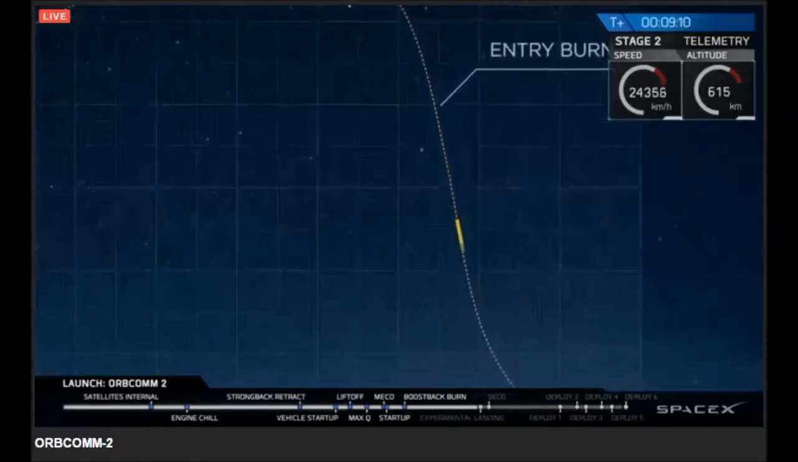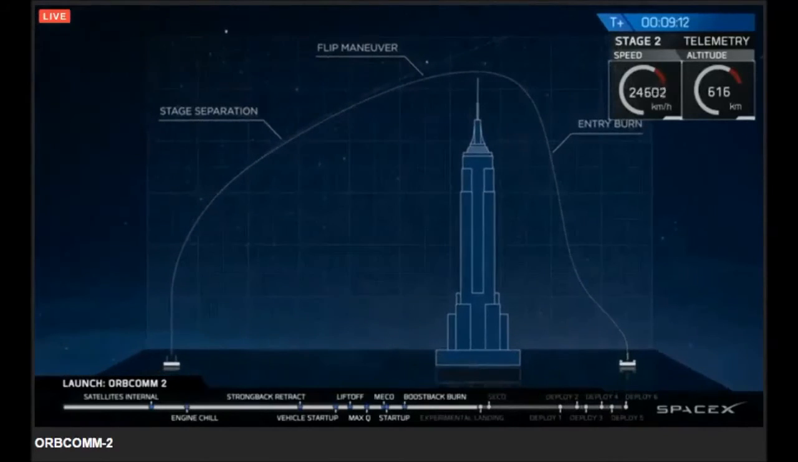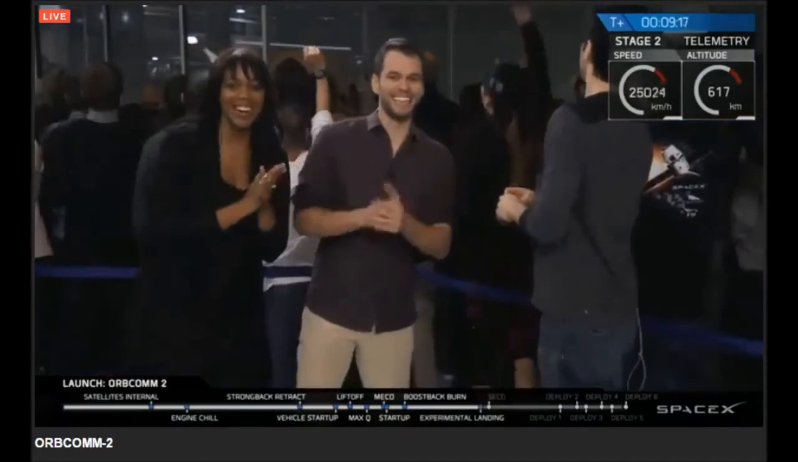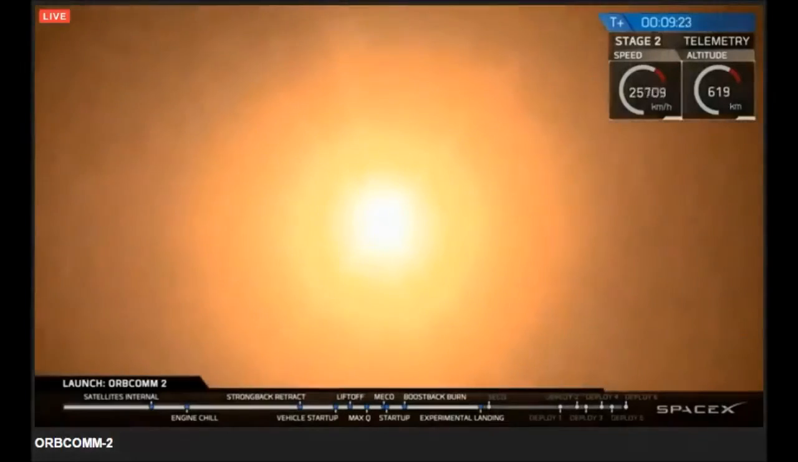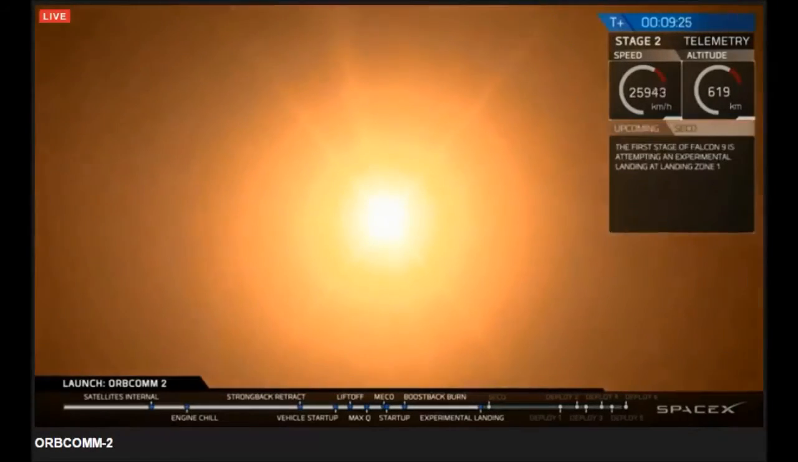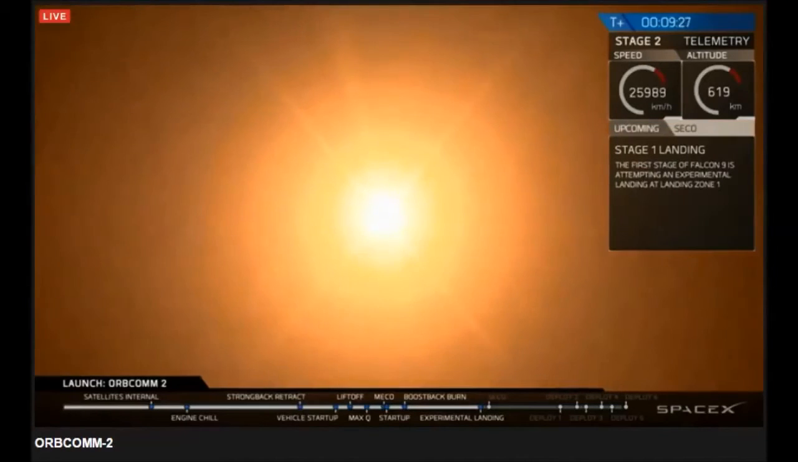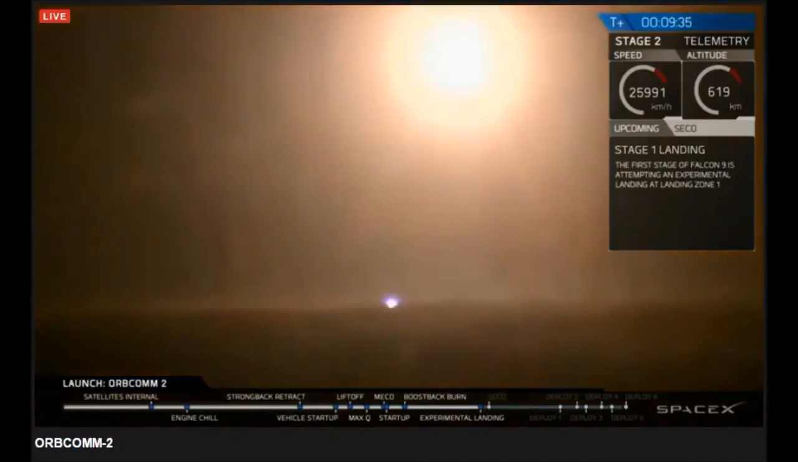This extremely energetic room is hushed. Just getting the last burn going in. Landing legs should be deploying in about 10 seconds or so. That is a view from the landing pad. That is that first stage coming back down to land at Cape Canaveral. History in the making, guys.